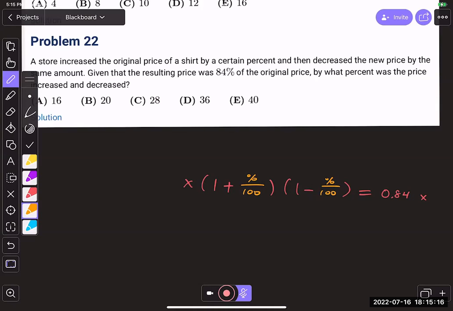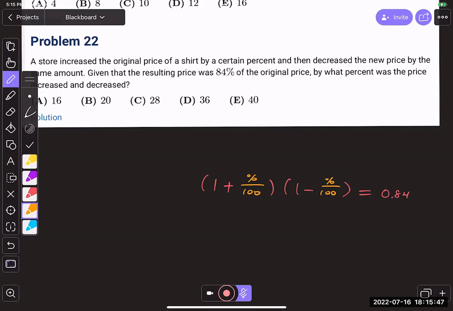Now, what we can do is get rid of the X. We can divide both sides by X. So this gives us 1 plus a percent times 1 minus a percent is equal to 0.84. Lindsay, does this look good to you so far? Yep. Okay, what can we do now? From here, what can we do? Maybe we could get rid of the parentheses.